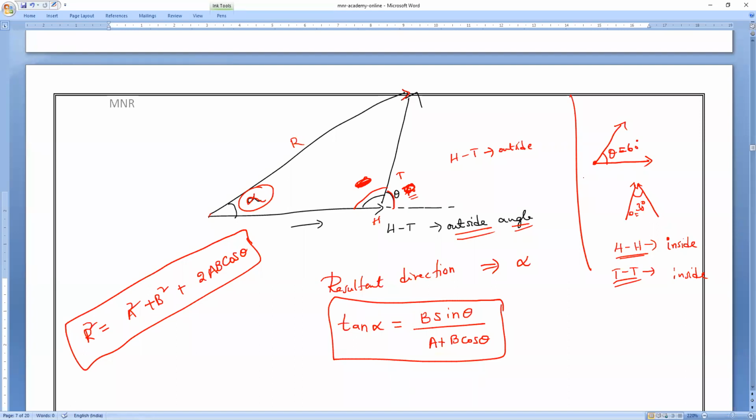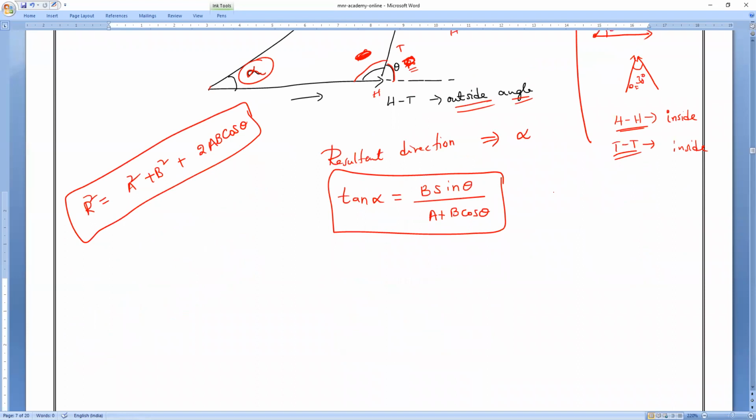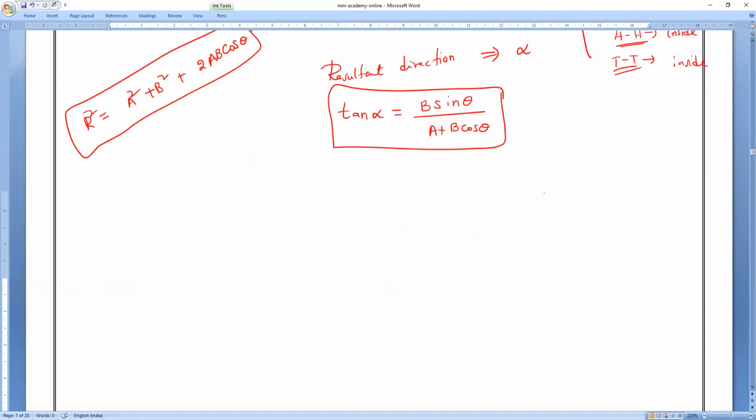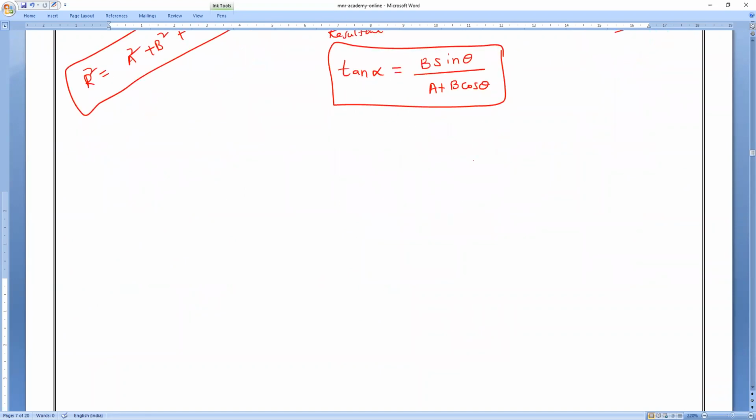Any doubt, guys? Please respond. Clear? Now let us see how to find the magnitude of the resultant vector. This is not a new thing for us. It's very simple. You all understand; we have already solved the magnitude of the resultant vector if you want to find it.